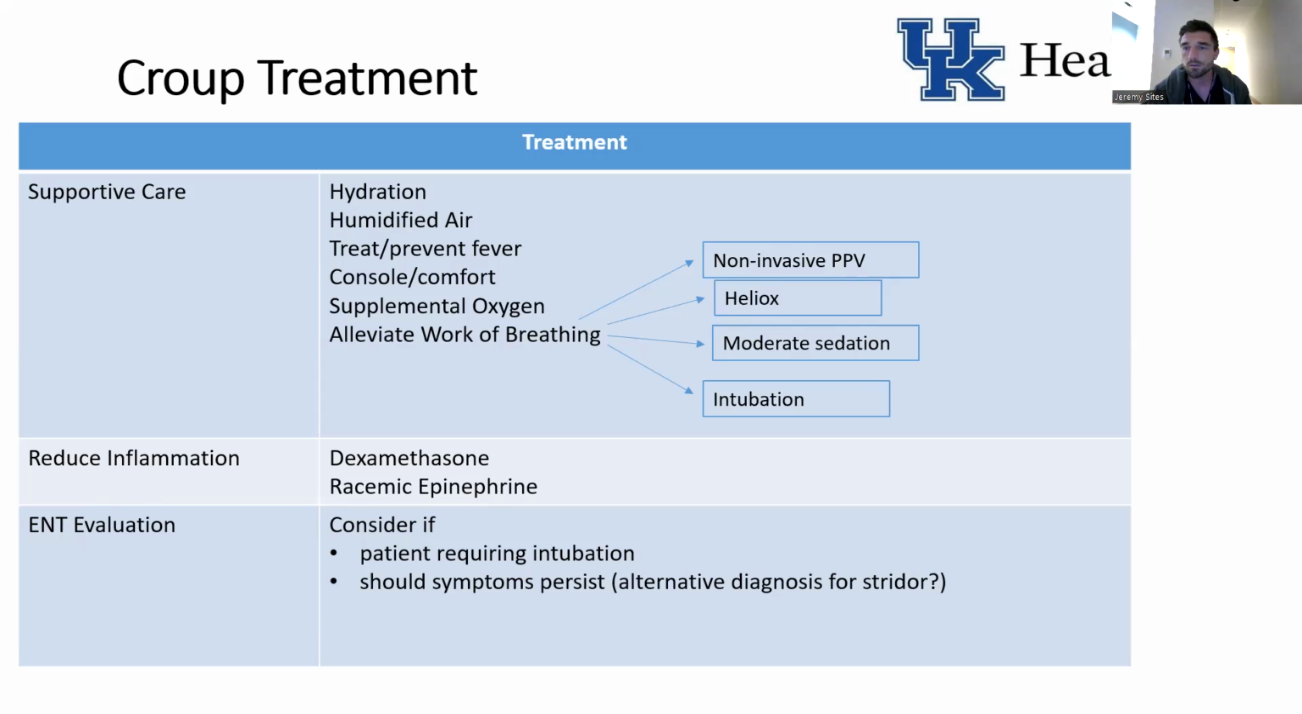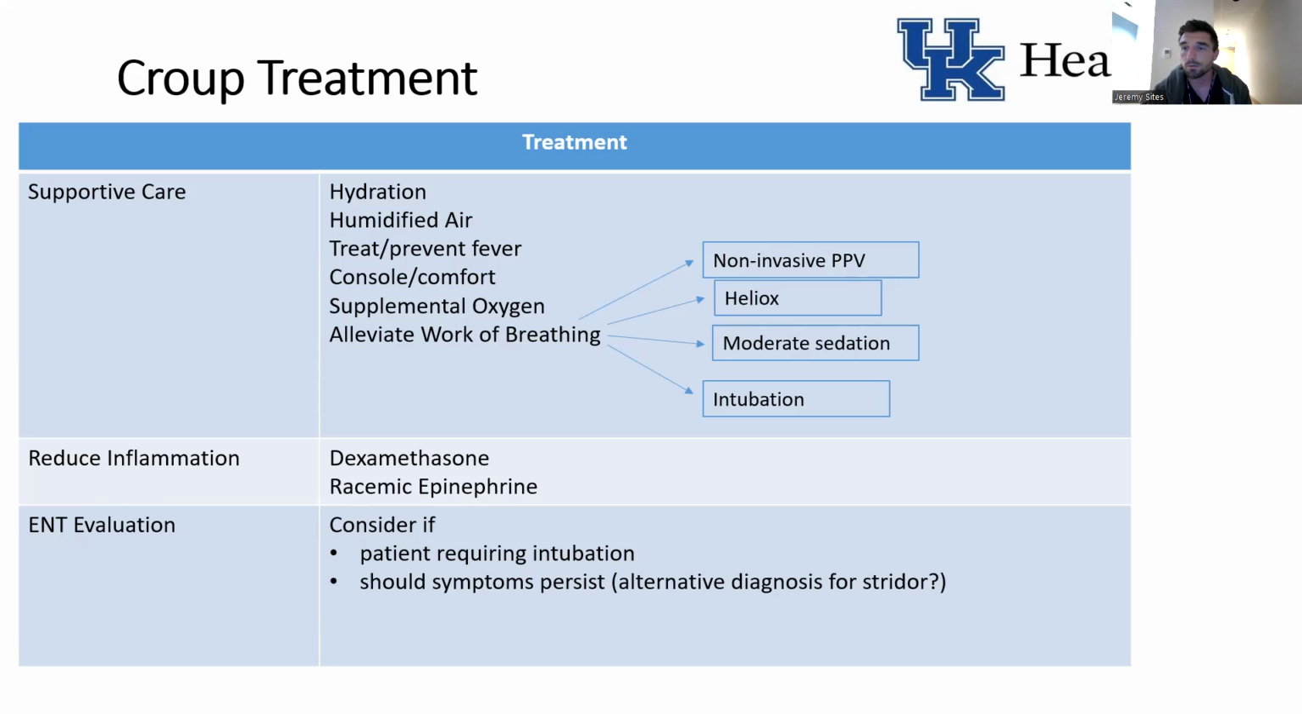If you're seeing this child in the emergency department, or if they're admitted to the hospital floor, giving them supplemental oxygen as needed to maintain their saturations. And then in some cases, the work of breathing becomes so severe, the airway resistance is such that you'll need to take further measures and escalate respiratory support to help with their work of breathing. So things like non-invasive positive pressure ventilation, heliox, moderate sedation. In some severe circumstances, intubation may be warranted as well.